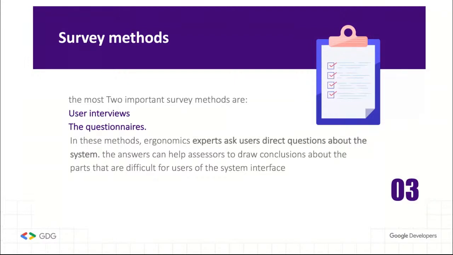Third, survey methods. The two most important survey methods are user interviews and questionnaires. In these methods, ergonomic experts ask users direct questions about the system. The answers can help assessors to draw conclusions about the parts that are difficult for users of the system, of the interface.